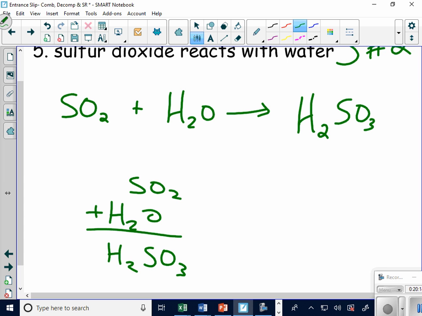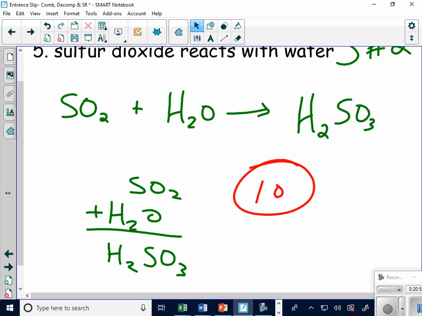Now, I've done my 2 points for the reaction type. I've done my reactants, 2 points. I've done my prediction of the oxyacid. I wrote the formula of the oxyacid. I've got 8 points. I need to balance it to get my 10. What do you think? I'm good. It's balanced, right? It's balanced. So, nice job. 10 total points.